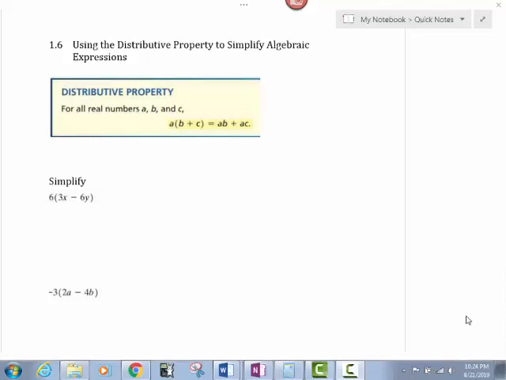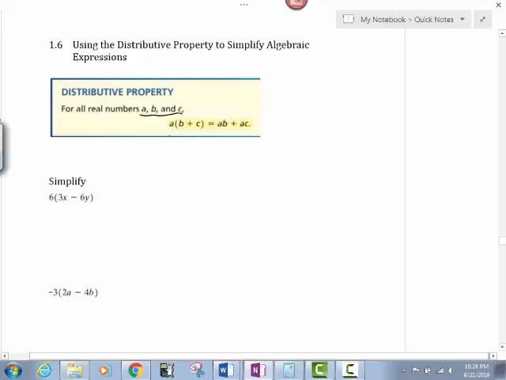Section 1.6 talks about using the distributive property to simplify algebraic expressions. So right here in this little box we have what the distributive property is. It says for real numbers a, b, and c, a times the quantity b plus c in parentheses is equal to a times b plus a times c.